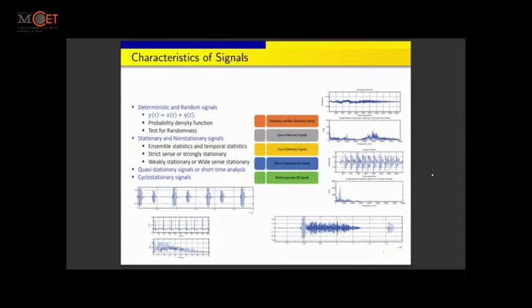The mean can be used for classifying a group of signals. Variance can be used for classifying a group of signals. The kurtosis is nothing but the peak distribution, which can be used for classifying a group of signals. And the skewness can be used for classifying another group of signals based on the symmetry of the distribution.